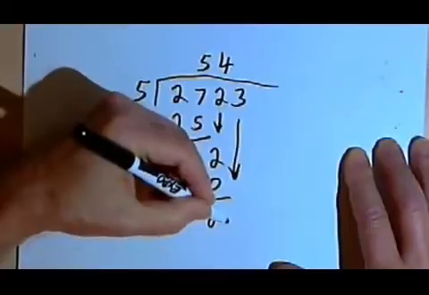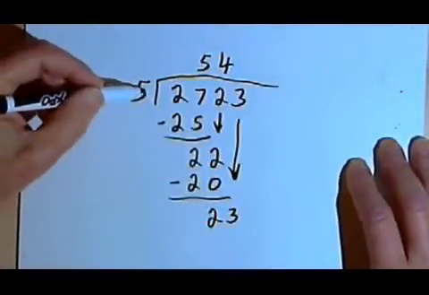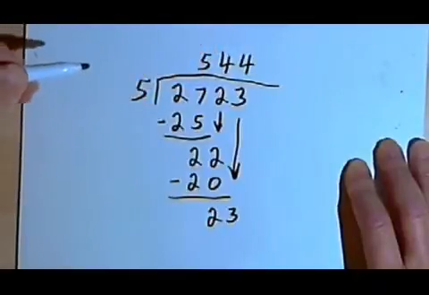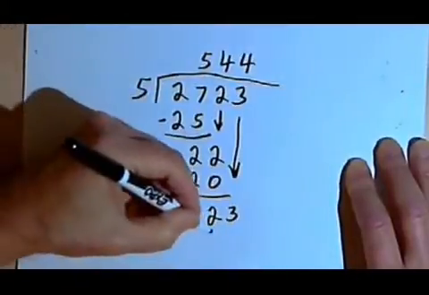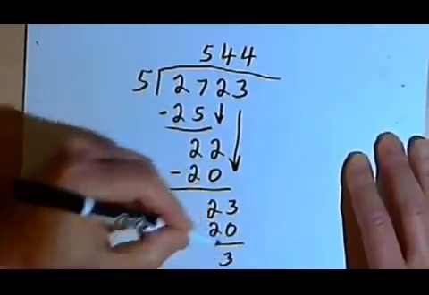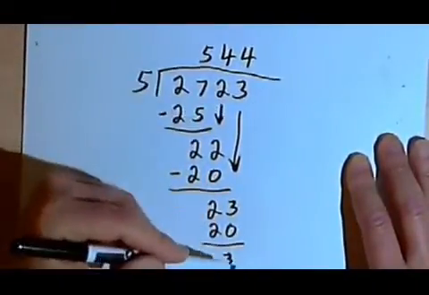I bring down the next digit, which is a 3. 5 into 23 goes 4 times. And 4 times 5 is 20. And I've got a remainder of 3 here. And I've got nothing else to bring down.